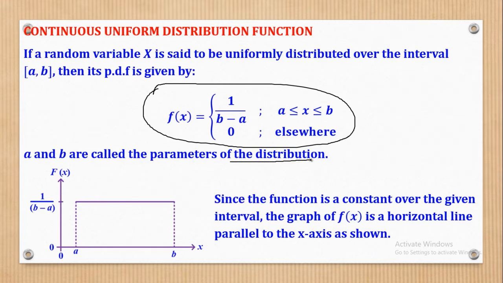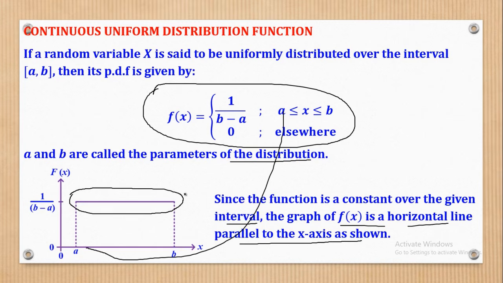Now, since the function is constant over the given interval, the graph of f(x) is a horizontal line parallel to the x-axis as shown. So when they try to draw the graph of a uniform distribution, it will be a horizontal line over the given interval from A up to B, and the function is given by 1 over B minus A.